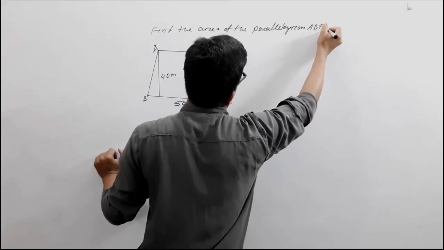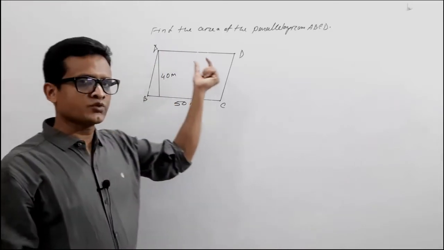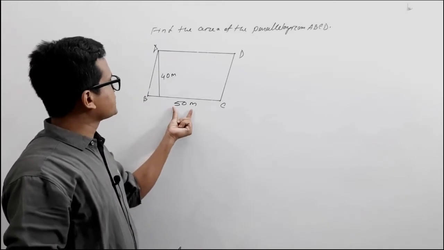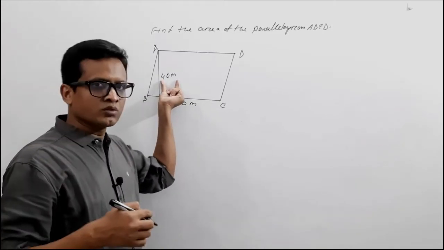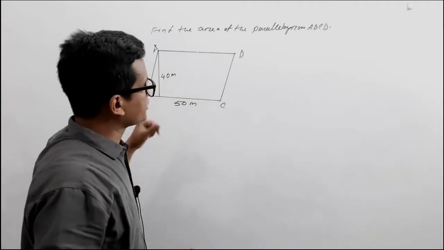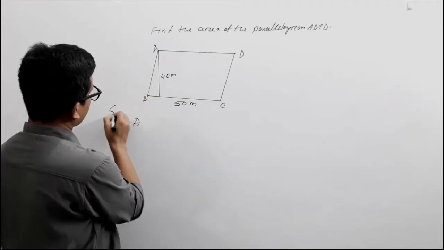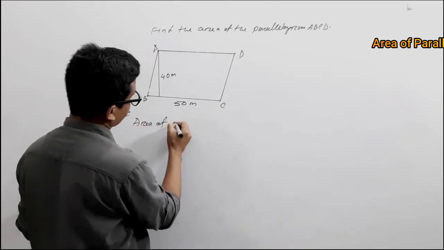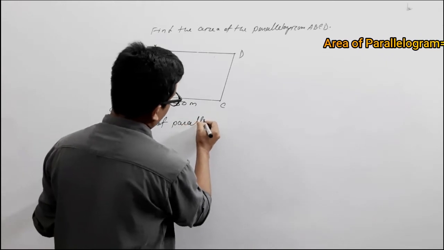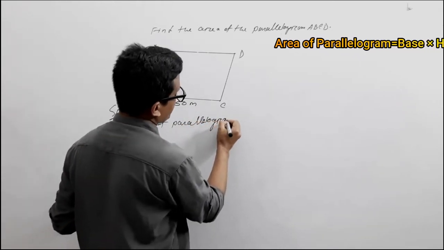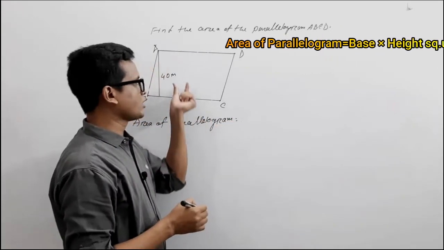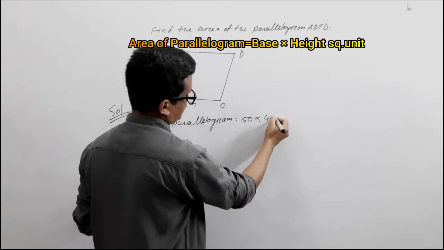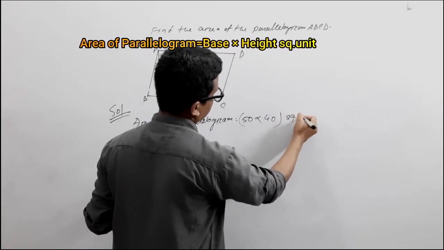Now, how to find this one, students? It's very easy. Already you have solved this maths. Here the given base is 50 and height is 40. You know I have already told you the formula for the area of a parallelogram. So, solution: area of parallelogram is equal to base into height. Base is 50 and height is 40. This is in square meter.